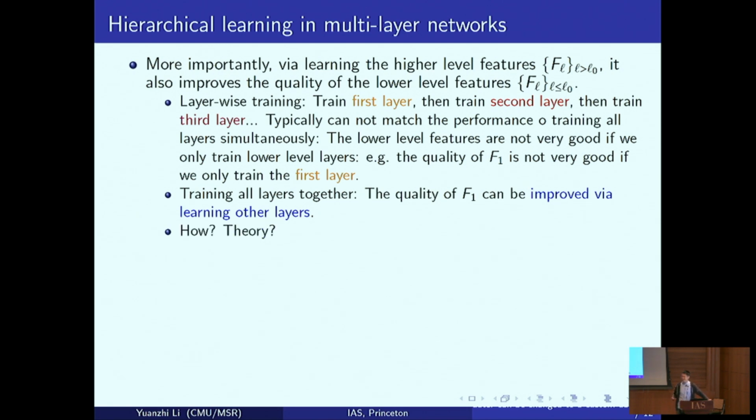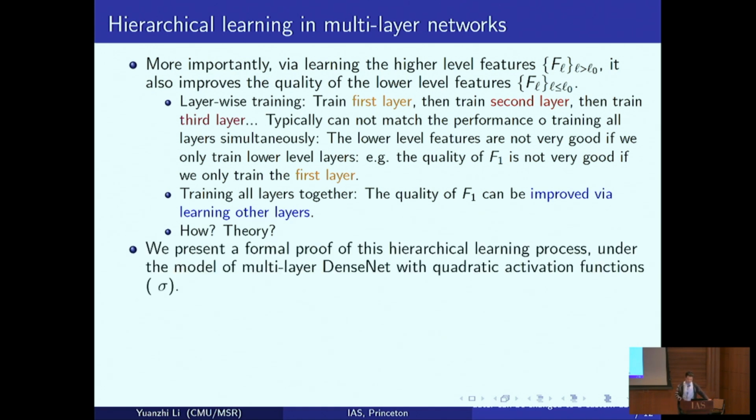Now the question is, how can this happen? I mean, what is the theory for that? How do we reason about this process? And in this talk, we present a formal proof of this hierarchical learning process, under a model of multi-layer dense net with quadratic activation functions.